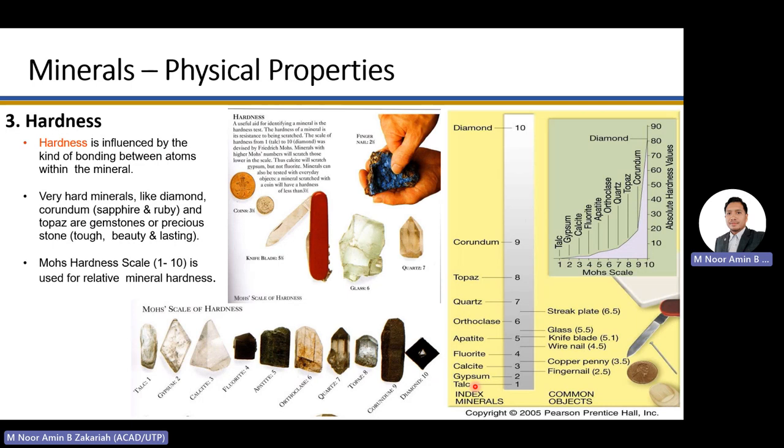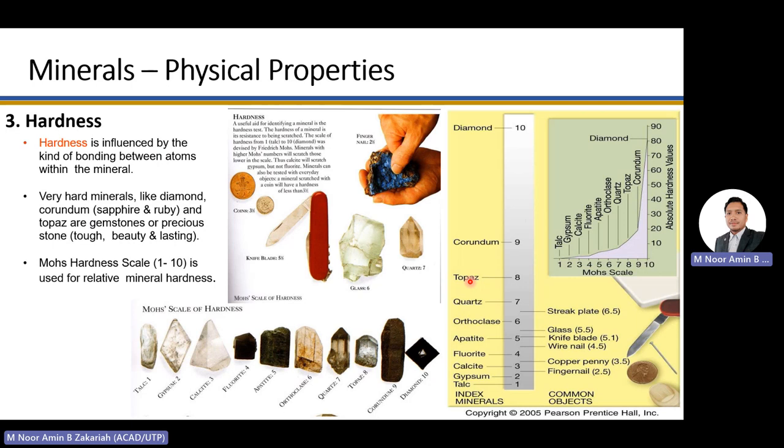So hardness is quite common, okay, because it's easy to measure. So hardness is a measure of a mineral's resistance to scratching. So basically, it is influenced by the kind of bonding between atoms within the mineral. Very hard minerals like diamond, corundum, sapphire, topaz, or gemstones or precious stones are quite common because they are tough, beautiful, and also lasting.